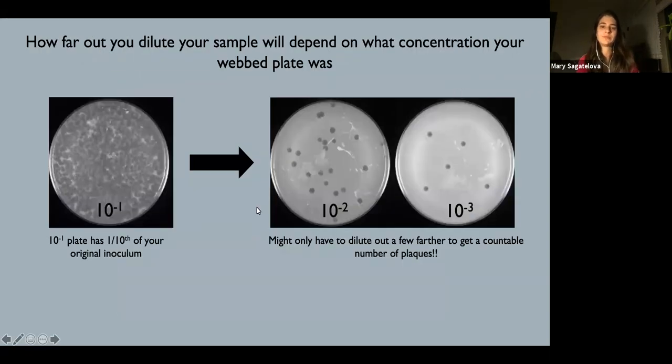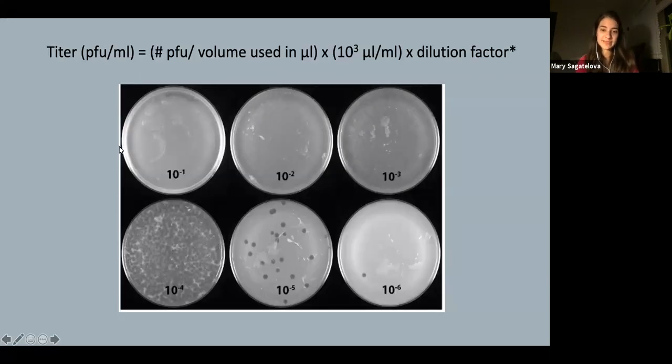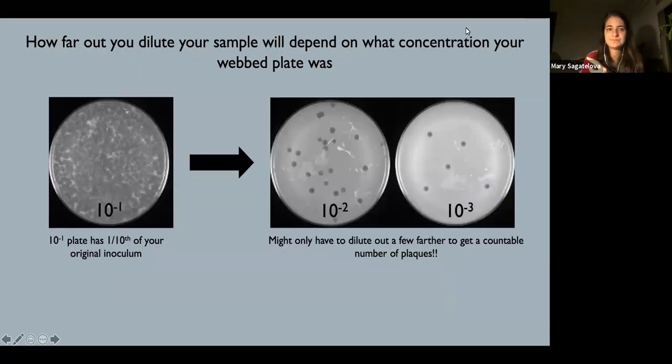So to get this countable number of plaques, it really depends on your results last week. To do the serial dilution, again, we're diluting serially our lysate, but how far you diluted out to get this countable number is very dependent on what results you got last week. Okay, so what plate you flooded last week.